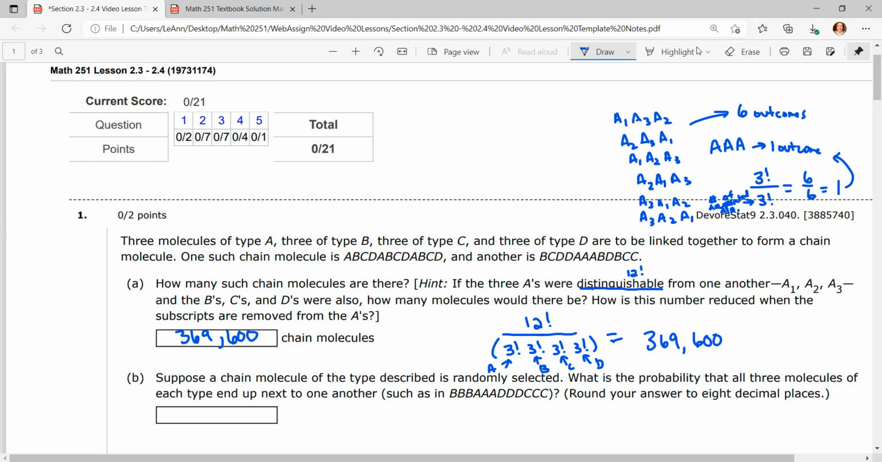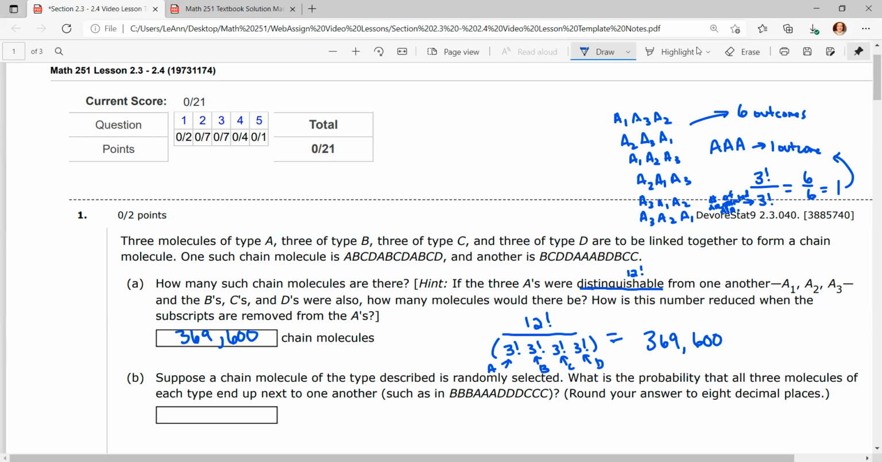Okay, so the second one here, it has to do with grouping them. So we say, suppose that a chain molecule of the type described above is randomly selected, and we want to know what is the probability.